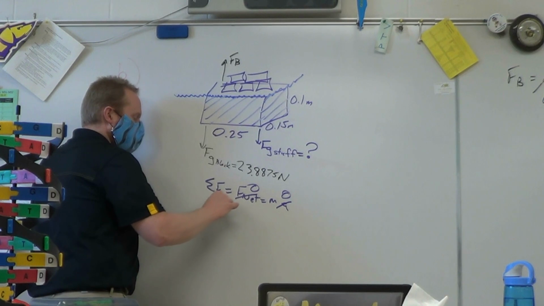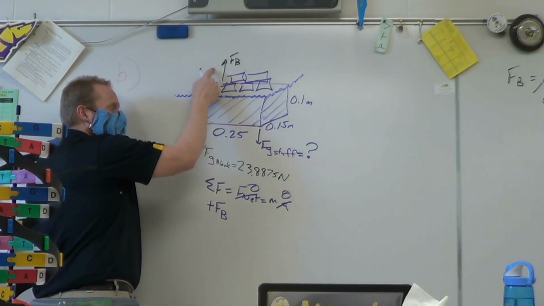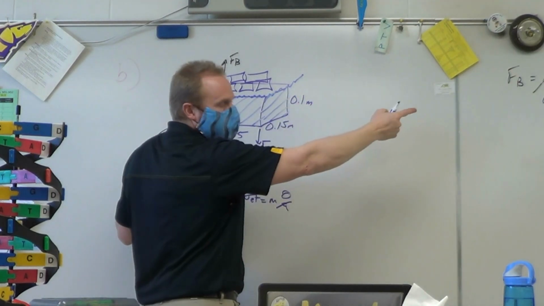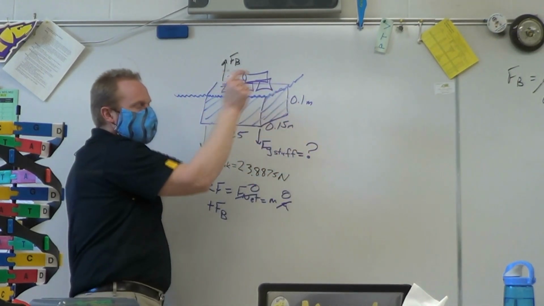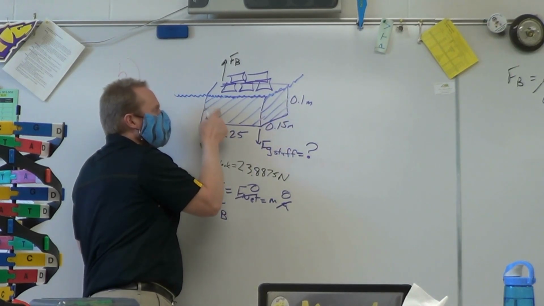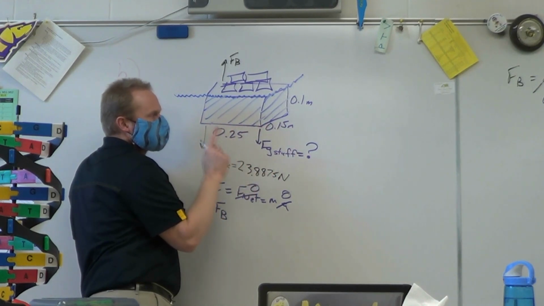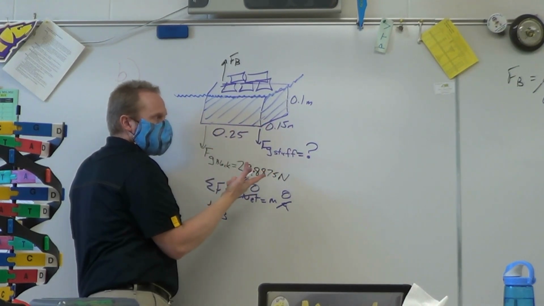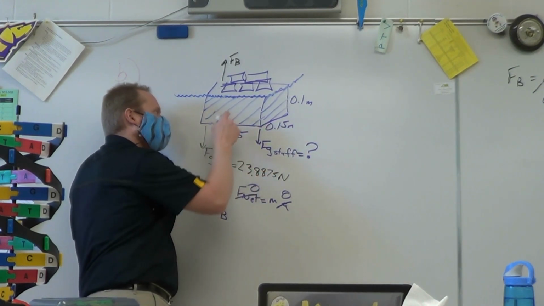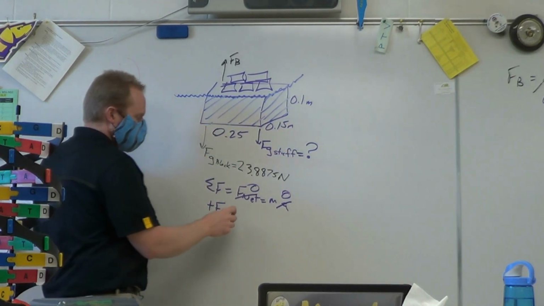So I add my ups, F of B. Now this F of B is going to have a different value than that F of B. And the reason why is if we look at the shaded portion here versus over there, the volume that's underwater is different. So because how much of it's underwater is different, the buoyant force is going to be different, just to be aware of that.